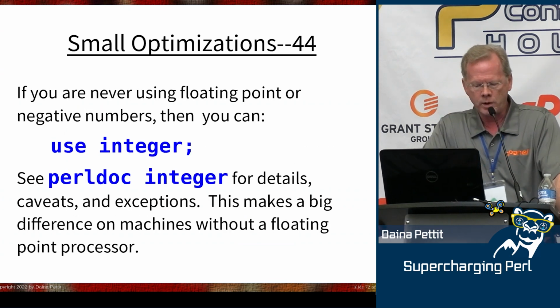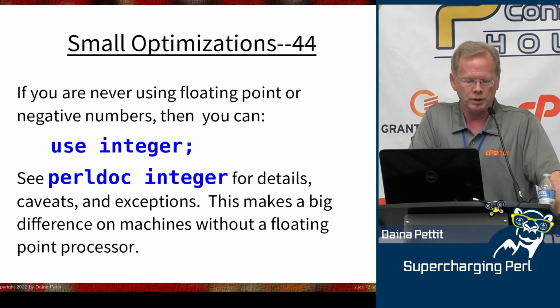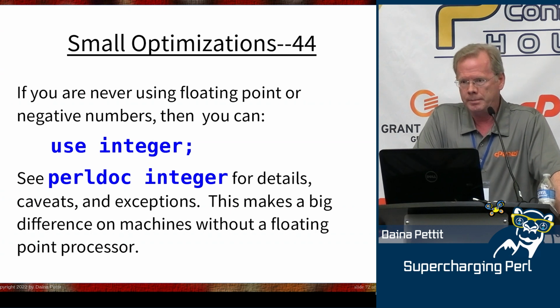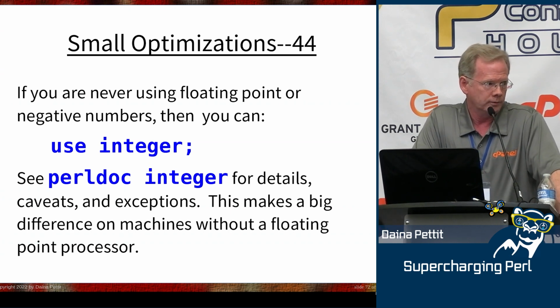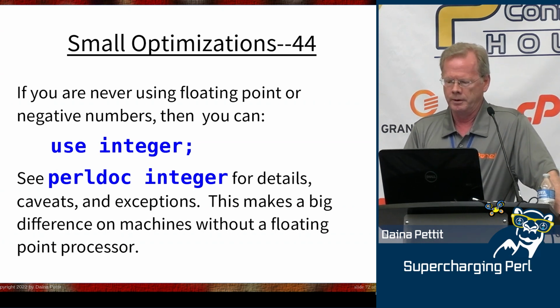If you have hardware that does not have a built-in floating point processor, you can say use integer as a pragma. If you're not doing negative numbers or floating point numbers, you might be able to get away with this, because what it does is it says, oh, I'm not using floating points, so it won't load that stuff. It won't try to calculate things as floating point numbers. It'll do it only as integers. That may make a big difference.